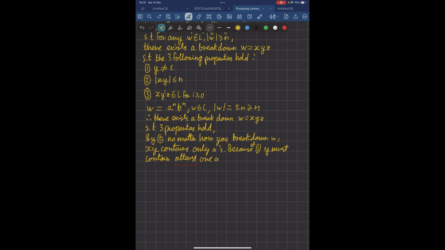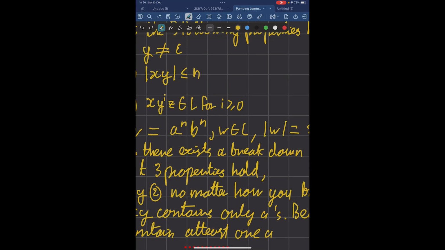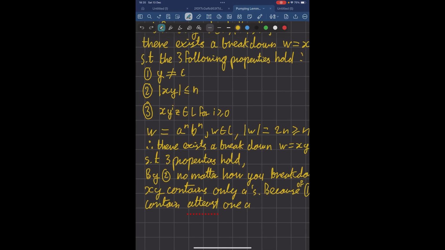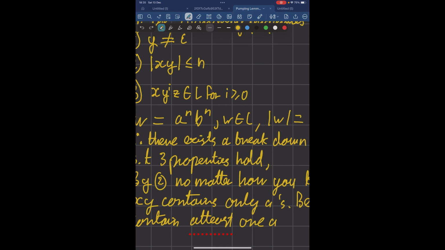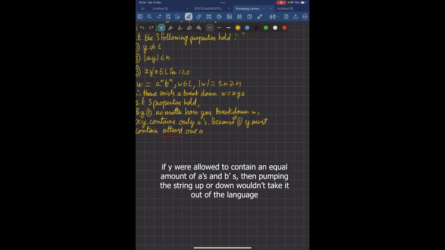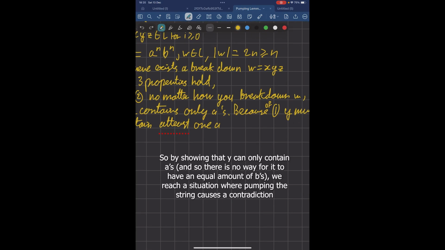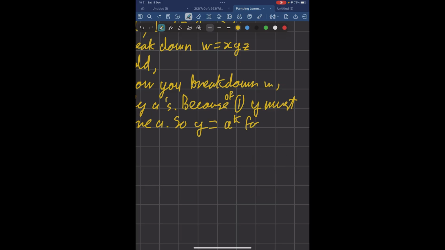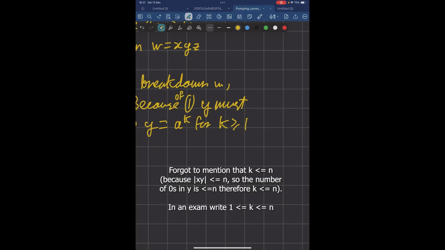Okay, and just to say it again, the reason why we do this line of reasoning, where we conclude that y must only contain some sort of character, is because of the third property. We're either removing or adding repetitions of y to the string. If we're trying to reach a contradiction, we want to know what y contains, because y is the thing we're repeating or removing. So we know y must contain at least one a. So y equals a to the k for some k greater than or equal to 1.